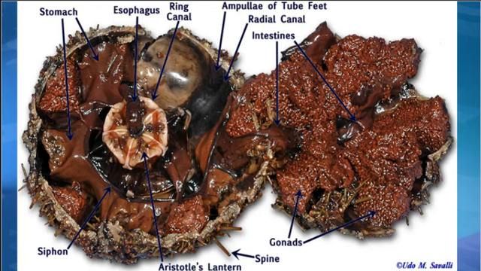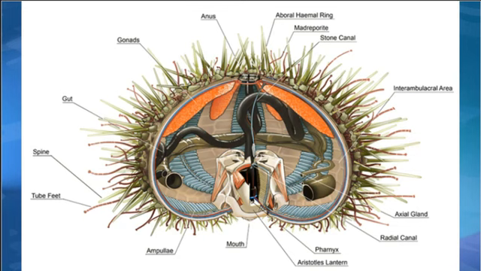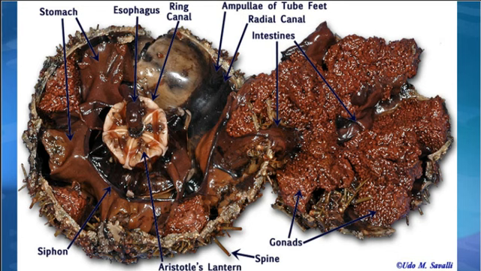All right, so this is what it's going to look like when we dissect it. Not quite as neat and nice as that. It's going to look more like that. Okay, so we're going to see if we can find that top part with the gonads and things like this, and then underneath we'll find that ring canal that makes up the T.